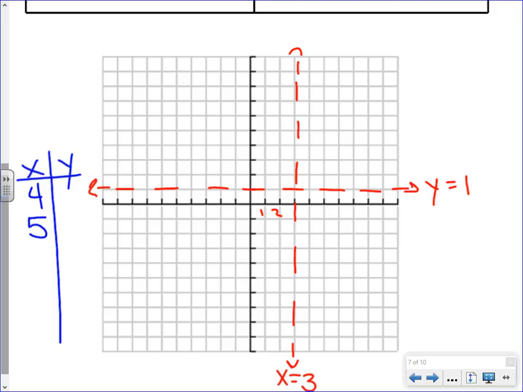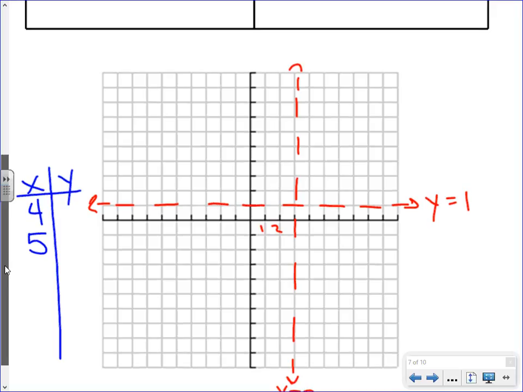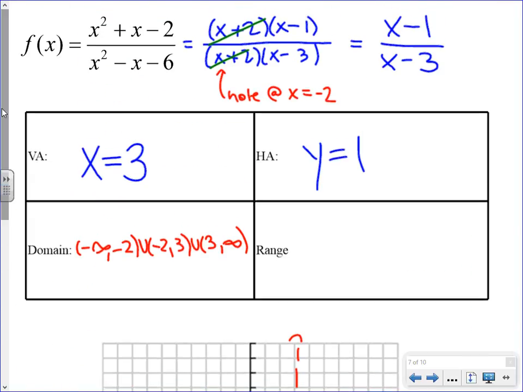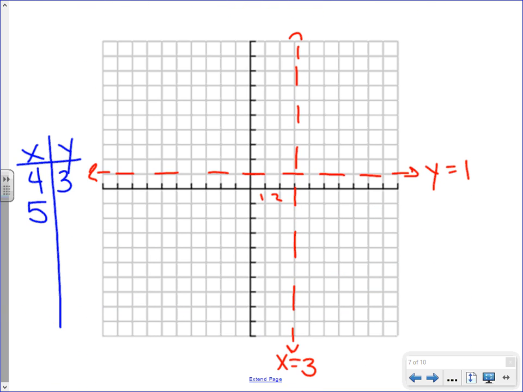Okay. When we plug in 4, okay, we did some simplifying. Please use that to your advantage. Plug into here. When we plug in 4 to x minus 1 over x minus 3, what do we get? And when we plug in 5 to x minus 1 over x minus 3?